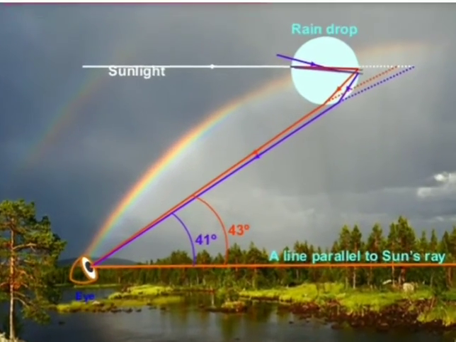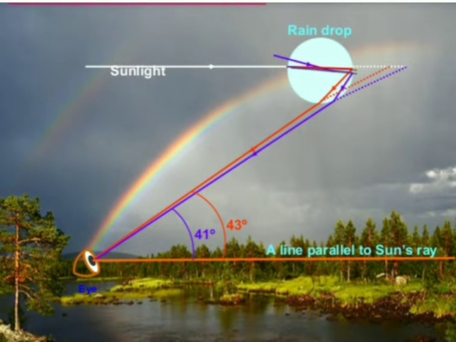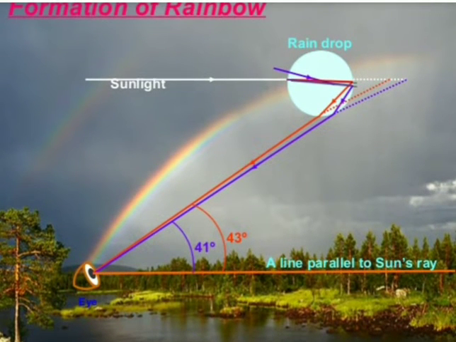Then how is the rainbow formed? You can see by this arrow also. See, sunlight is falling on a raindrop. You know that a raindrop is not so large in size, but to explain the phenomenon to you, we have taken the raindrop at a very big size, isn't it?